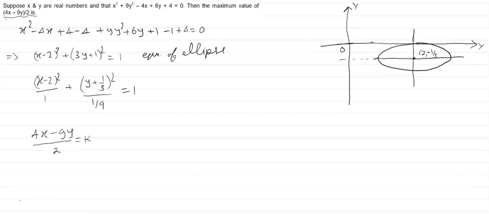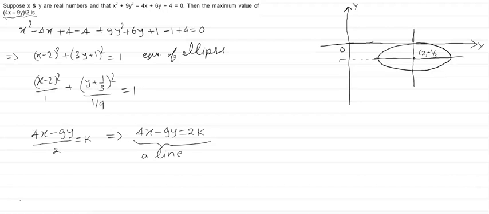Now we have the expression here. This implies 4x minus 9y is equal to 2k. So k is also a parameter which depends on the position of point P on the ellipse. Now let's give it another look. Try to see this equation in a geometrical sense. We know that any linear equation in x and y represents a line. So this also represents a line.